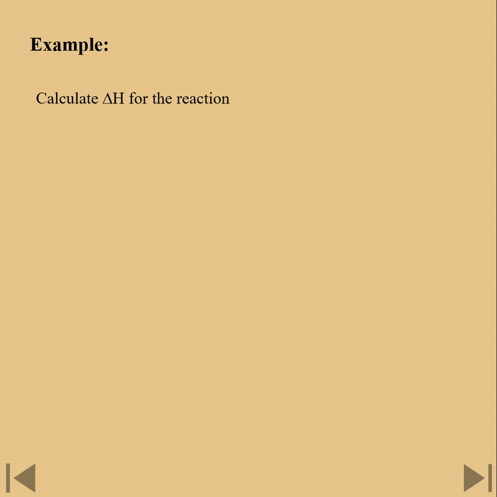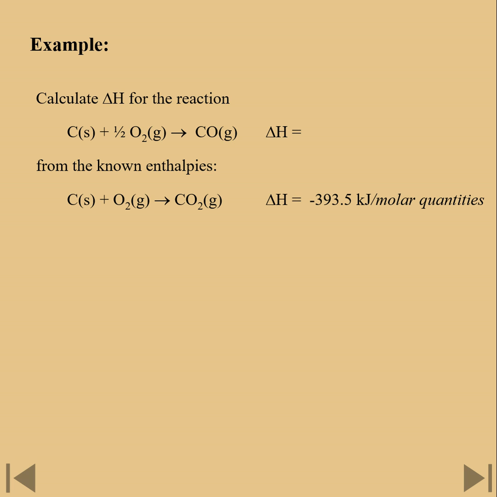Okay, let's see some examples of what we might do with this. We're asked to calculate delta H for the reaction where carbon reacts with oxygen to form carbon monoxide. And we're asked to do so from the known enthalpies of carbon reacting with oxygen to form carbon dioxide and carbon monoxide reacting with oxygen to form carbon dioxide. Okay, where do we begin? Okay, just for discussion purposes, our first equation is our main equation we're trying to get. Those other two equations, let me call them equation 1 and 2.